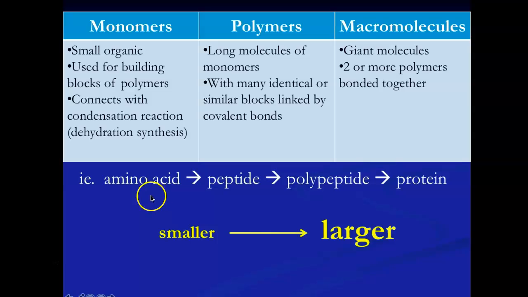An example would be amino acids are the monomers that are bonded together to make peptides. Peptides are then bonded together to make polypeptides. So peptide and polypeptide really are interchangeable words. And that could have actually been just one word right there. But peptide and polypeptide are your polymers, and then protein is going to be your macromolecule.